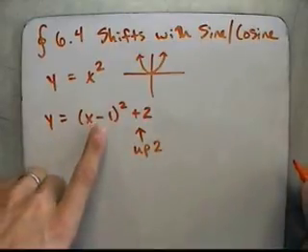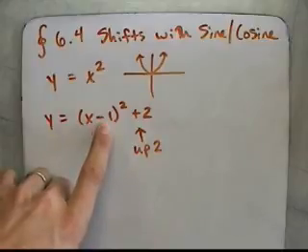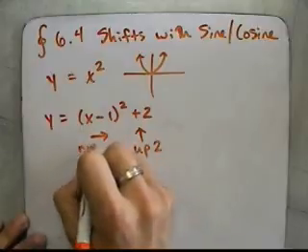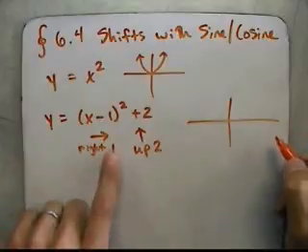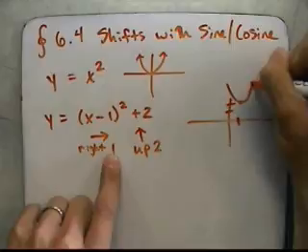Now, if the number's on the inside, it's a left or right shift, and it's opposite, okay? So if it's on the inside, it's a negative 1. I'm actually going to shift to the right, positive 1. So for my final graph, I would go to the right 1, I would go up 2, and I would have my parabola, something like that.